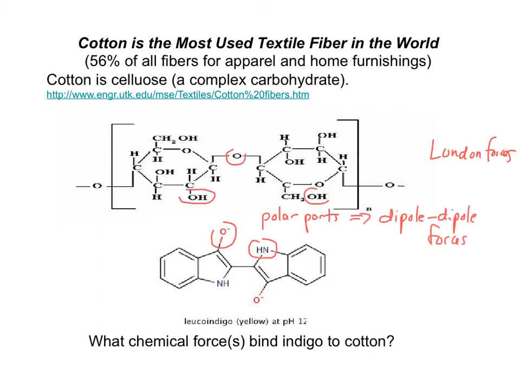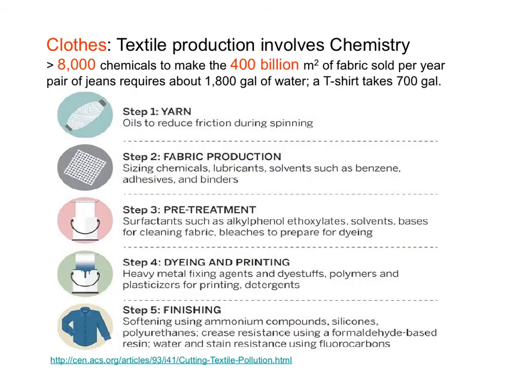And the answers are, the bent shape at O and the trigonal pyramid shape at N make those parts of cotton and indigo polar, therefore dipole-dipole forces. And there's also extensive hydrogen bonding. Note the hydrogen situated between two very electronegative atoms, oxygen and nitrogen, on two different molecules.